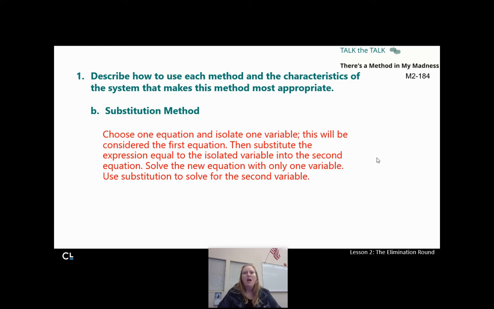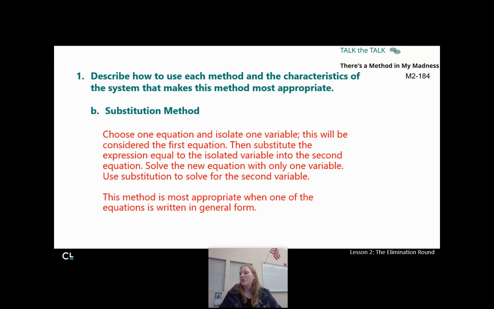That's manageable. And it's most appropriate when at least one of the equations is written in general form. Because take a look, if it's already written in general form, it's already a y equals. And so anywhere you see y, you can plug in this other stuff. You can substitute in right away. So usually if I see at least one equation in general form, I kind of lean toward the substitution method, right? Because I can just substitute in for y and solve for x.